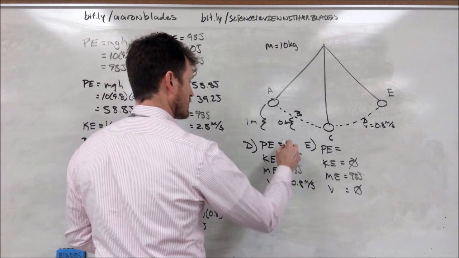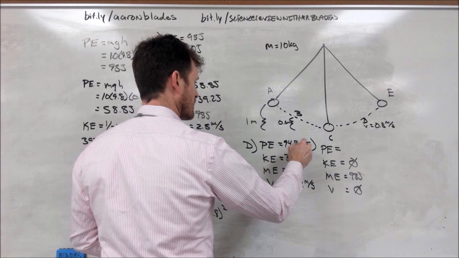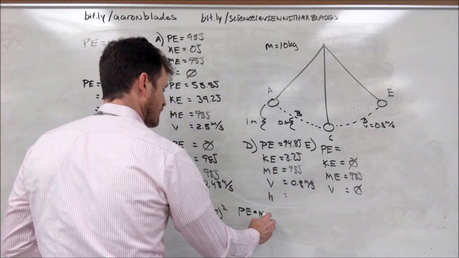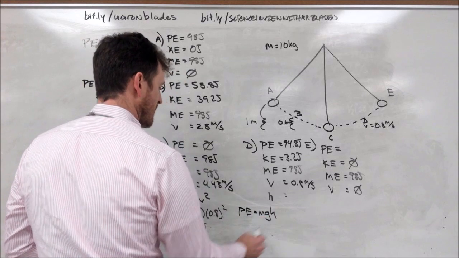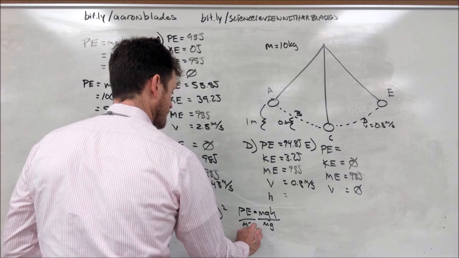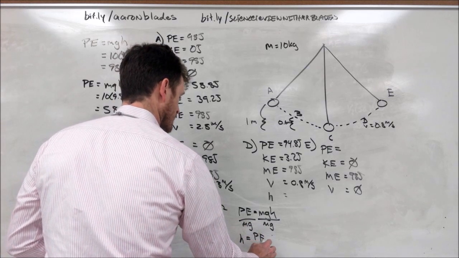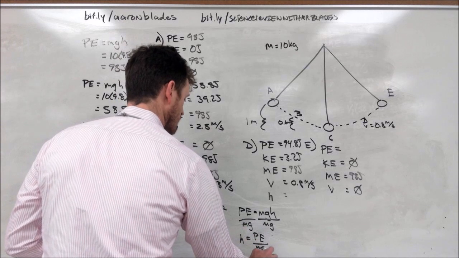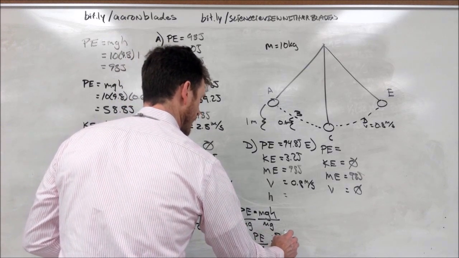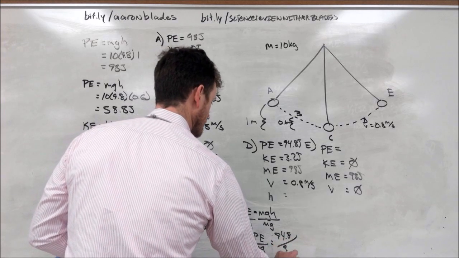And just like before, we can subtract that from our total and get our potential of 94.8 joules of potential energy. Then we plug it into our potential energy equation, MGH, divide both sides by M and G, and we end up with a height of PE divided by MG, or 0.97 meters.